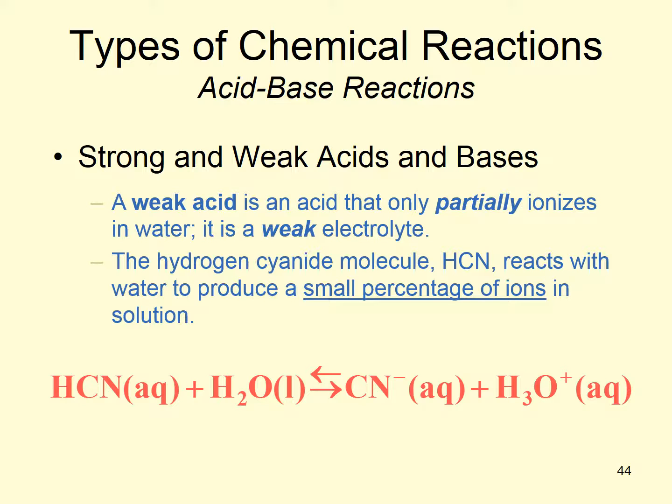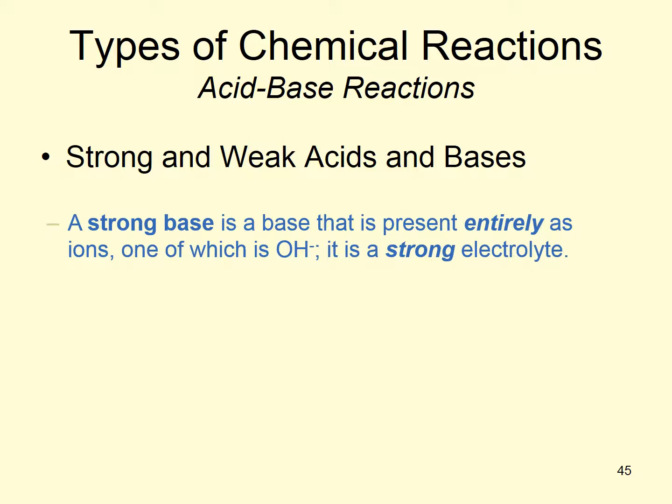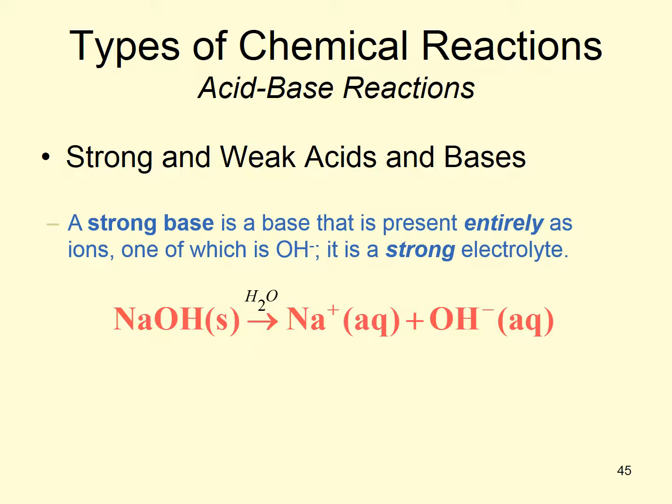And the double arrows kind of indicate that. Okay, so continuing on, a strong base then, as we saw on the slide a little while ago, is a base that entirely dissociates into ions. So it's considered a strong electrolyte. OH negative completely dissociates. So for example, sodium hydroxide breaks completely apart into sodium ions and hydroxide ions.